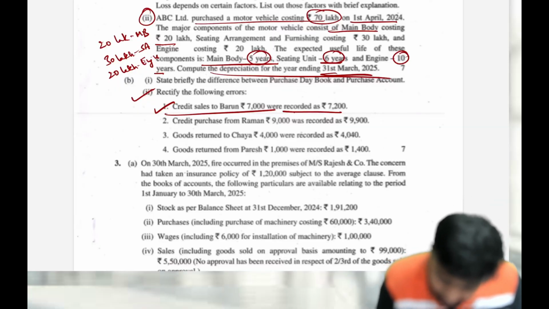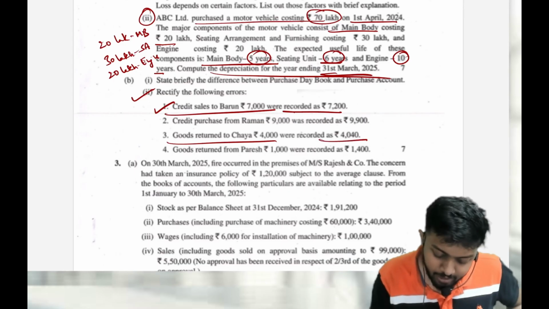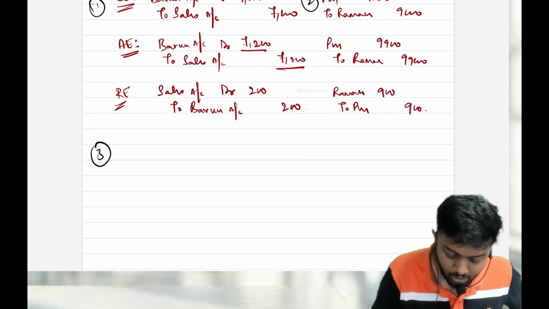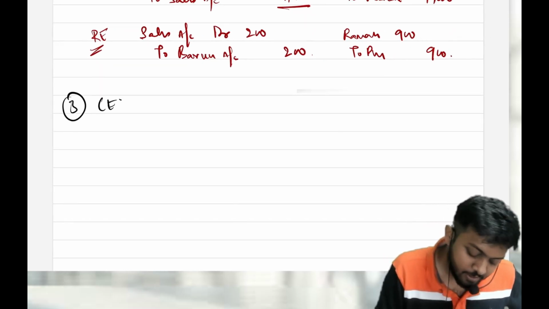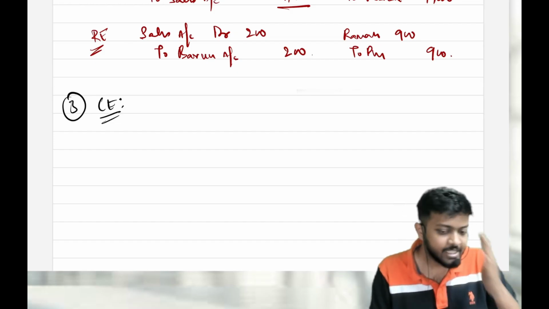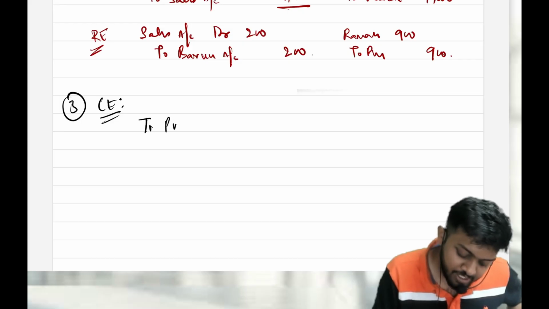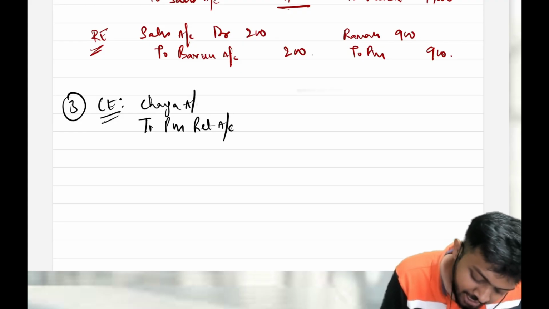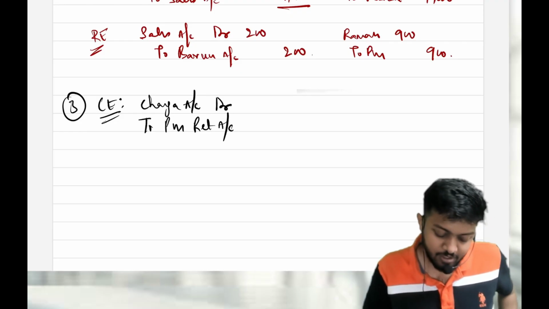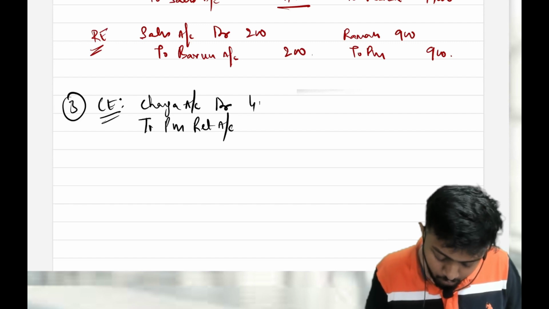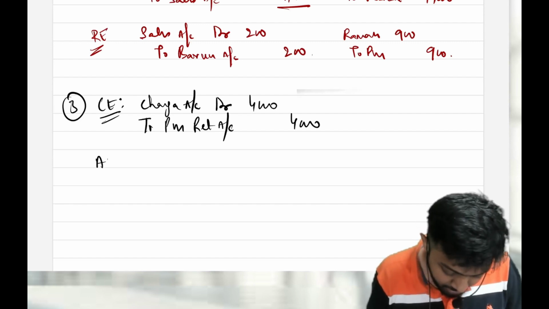Okay, next. Goods returned to Chaya 4,000 was recorded as 4,040. So again, first, second, third. What is the correct entry? Goods returned to Chaya, it's purchase returns. Purchase returns is increasing, so credit purchase returns and debit Chaya. Chaya is a creditor, her liability is decreasing. Debit, because we are returning the goods. So Chaya account debit to purchase returns account was supposed to be 4,000.